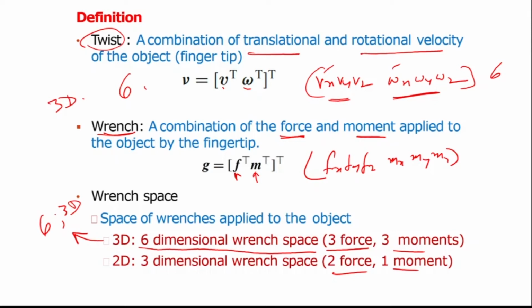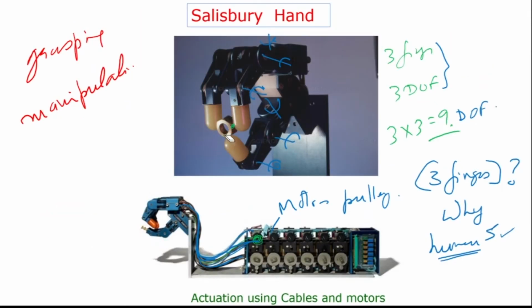Now, how do we grasp an object? That's the first question. Okay, this Salisbury hand is grasping the nut. So there is some contact being made between the fingertip and the nut. There, one here, one here, and one here. Now, depending on the type of contact that is being made, there will be forces and moments that can be applied. What do I mean?